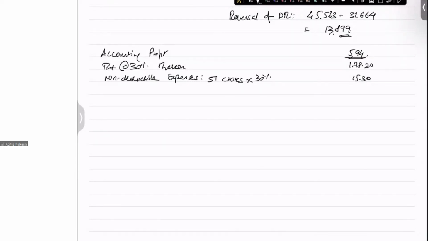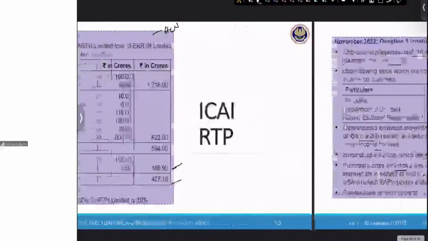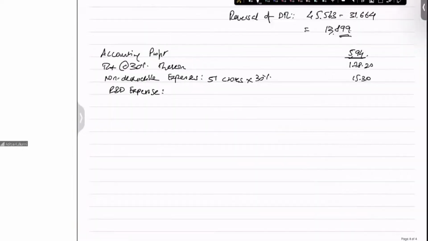Okay. All right. Next one, R&D expense. You will get an extra deduction. 8 crore into another 30%. Original 8 crore is already gone as a deduction. So 2.4 is what you are going to get. Okay. Exempt incomes.